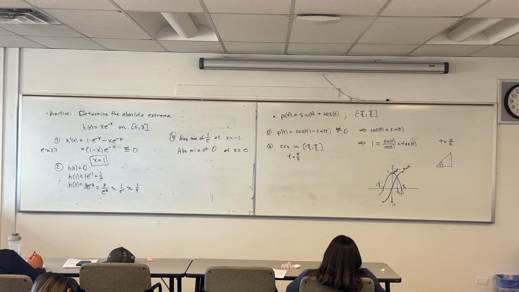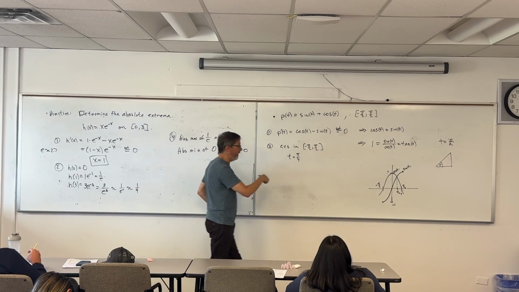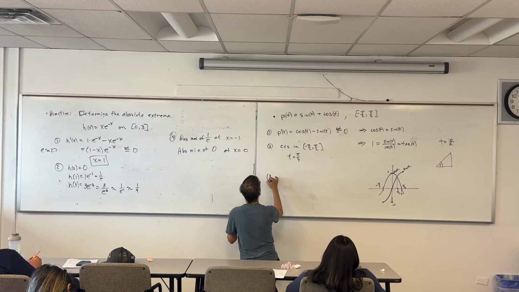So pi over 4 is going to be your critical value. And that is definitely in there, right? So we're good, we're going to have to think about that. And then we have to test the endpoints, and these graphs I put up should make that easy.